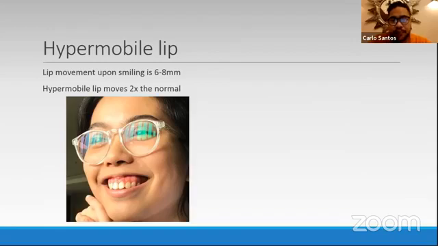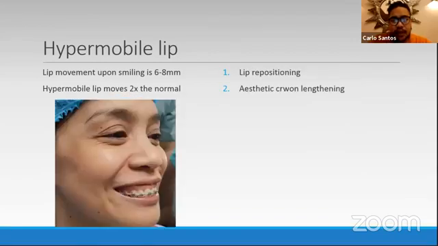Okay, another hypermobile lip. So again, treatment is lip repositioning or aesthetic crown lengthening or a combination of both.